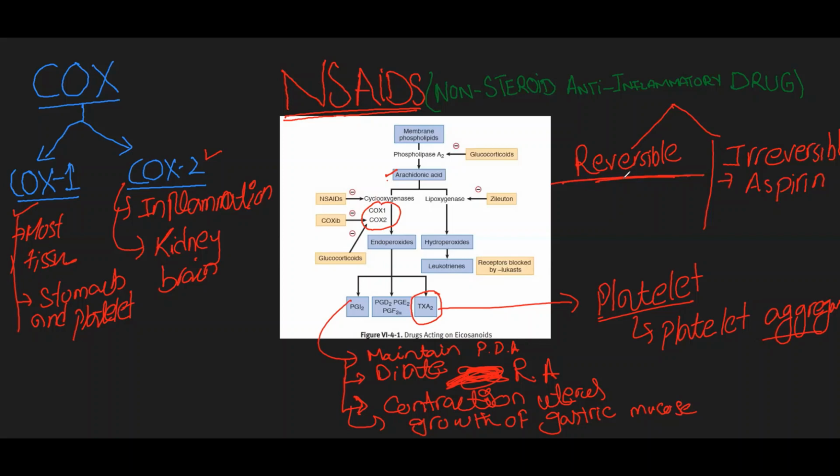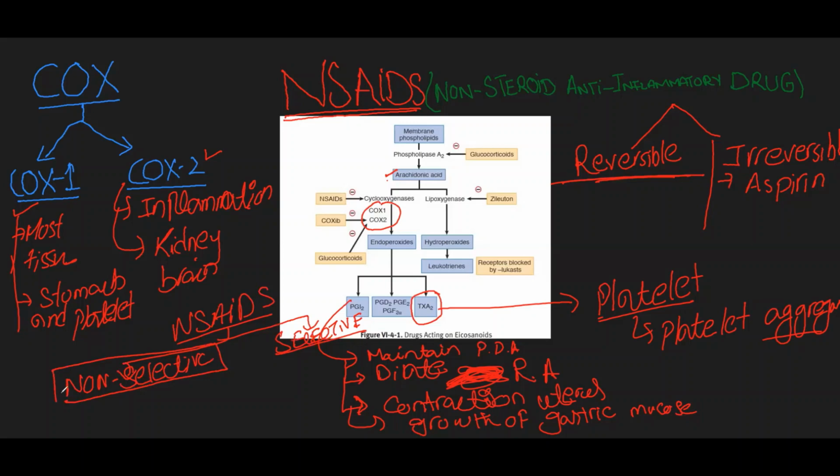We can further classify the NSAIDs into two types: non-selective and selective. Non-selective means it inhibits both COX-1 and COX-2, while selective inhibits only COX-2.